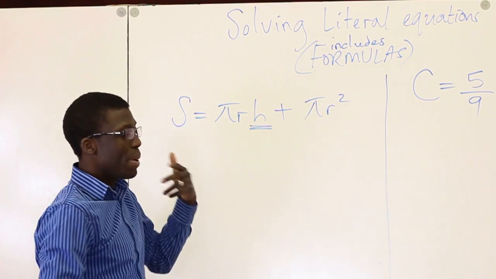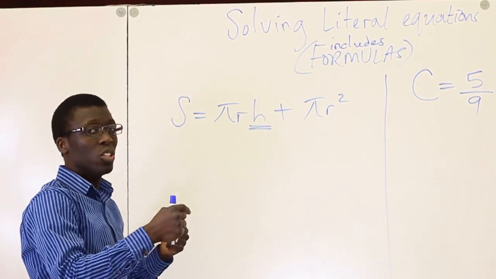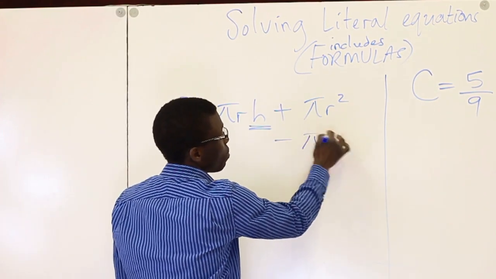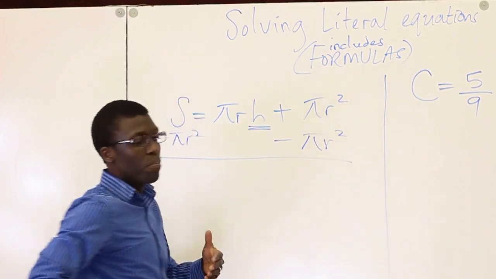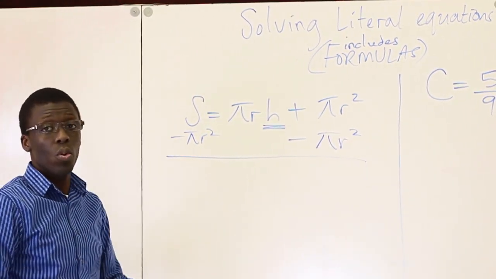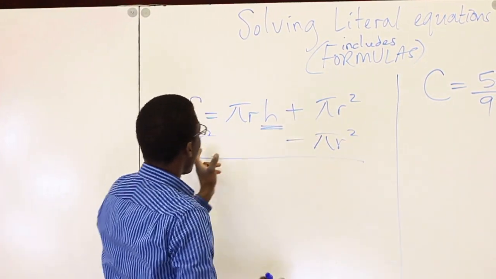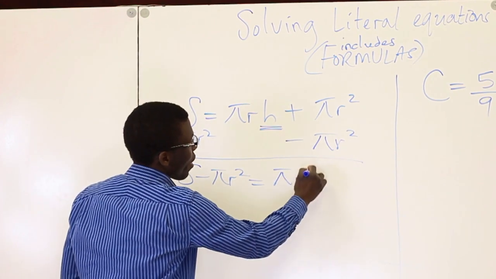okay? Now, PEMDAS can be used to simplify expressions, but when you're solving equations, you actually do subtraction and addition before you do multiplication and division. So PEMDAS backwards, SADMEP, as some people might say, helps you solve equations actually. So if you do that, you now have s minus pi r squared is equal to pi r h.